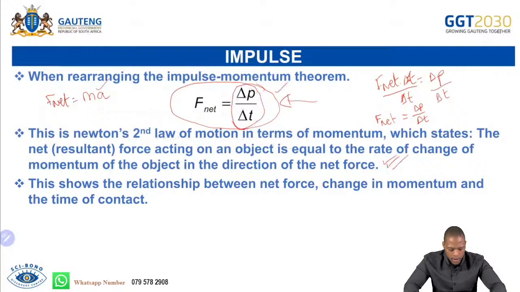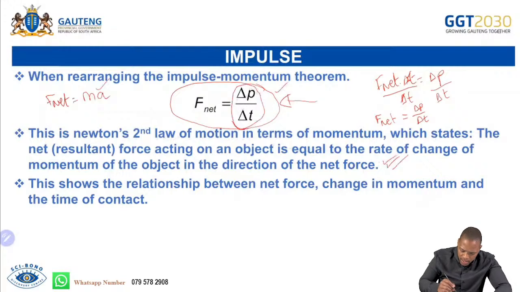All right. This relationship not only tells us about Newton's second law in terms of momentum, but it also tells us about the relationship in impulse of the force, the time, and the change in momentum. As to say, again, we go back to the egg. What actually causes the egg to break?